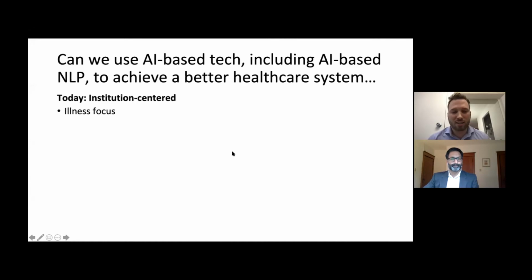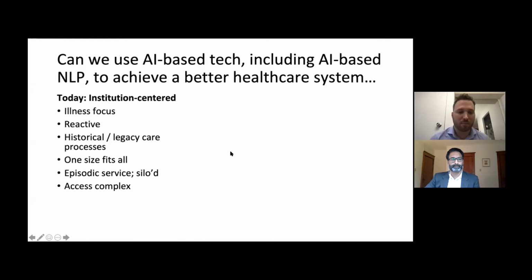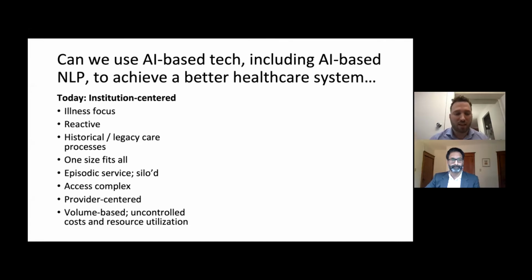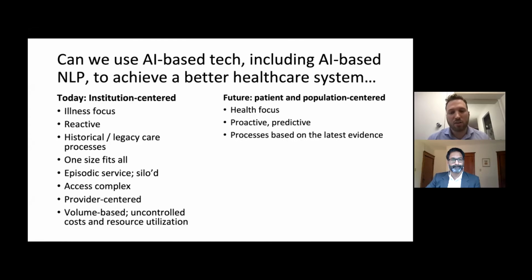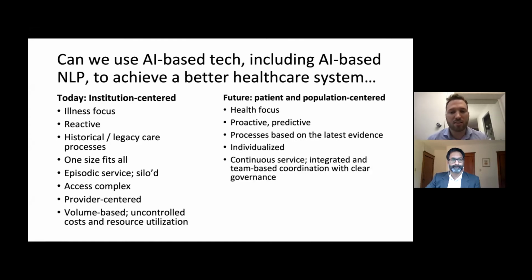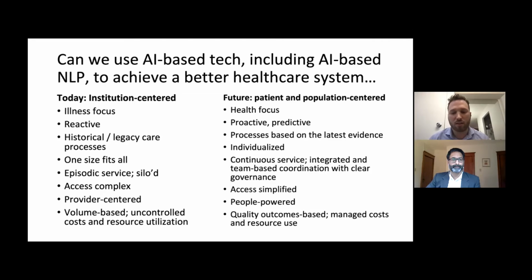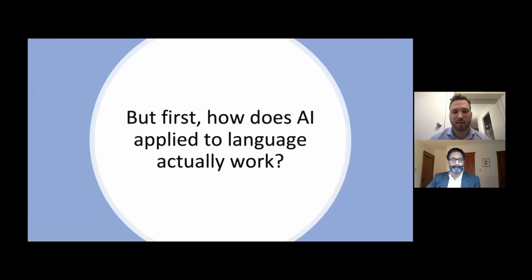So our current system, as many of you know, is illness-focused, reactive, legacy processes, one-size-fits-all, episodic service and siloed care. Access can be complex, provider-centered, and volume-based with the uncontrolled cost and resource utilization. But in the future, the goal is really to get more health-focused, proactive, and predictive processes based on the latest evidence, individualized, continuous service, integrated, and team-based coordination with clear governance, simplified access, people-powered, and quality outcomes. And AI can be a really strong tool to do that, including AI-based NLP.